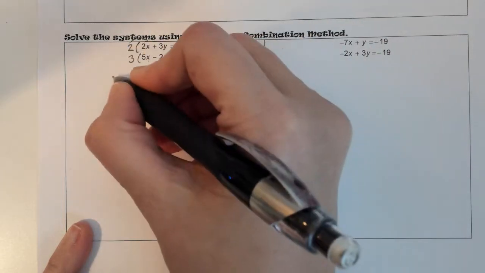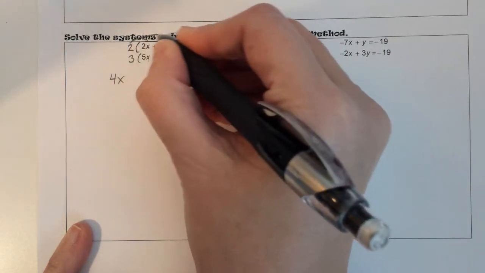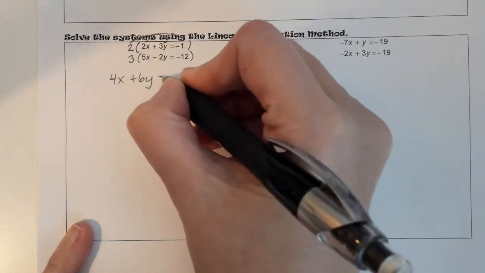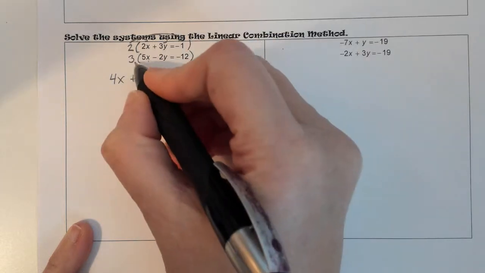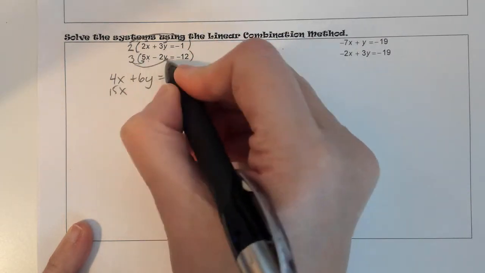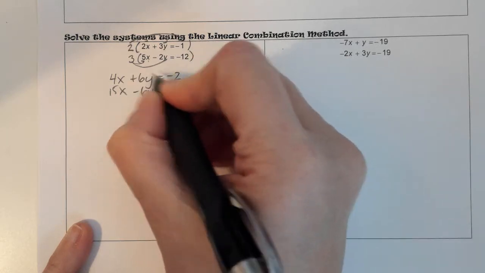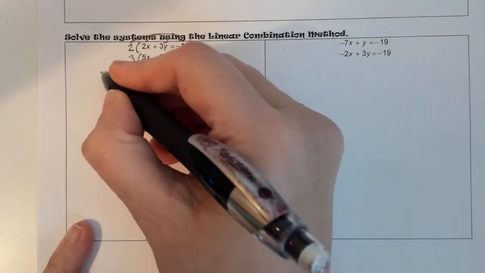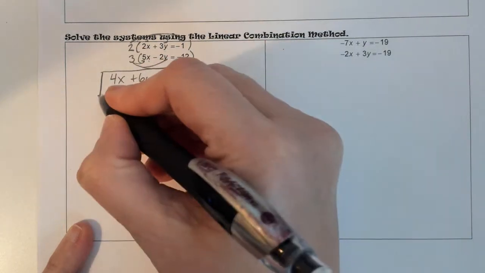2 times 2x is 4x. 2 times 3y is plus 6y. 2 times -1 is -2. Let's try this one. 3 times 5 is 15x. 3 times -2 is minus 6y. 3 times -12 is -36. Now, I'm going to use these two equations.